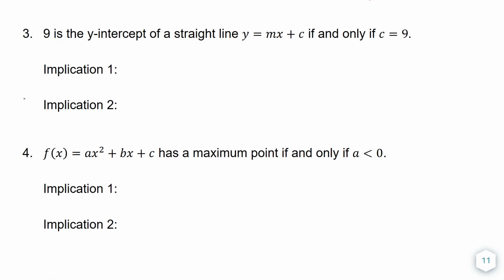P is: 9 is the y-intercept of a straight line y equals mx plus c. Q is c equals 9. Yes, correct. 9 is the y-intercept of a straight line y equals mx plus c. This is P. And then C equals 9 is Q. Okay, for implication 1, what is the final answer? Implication 1.